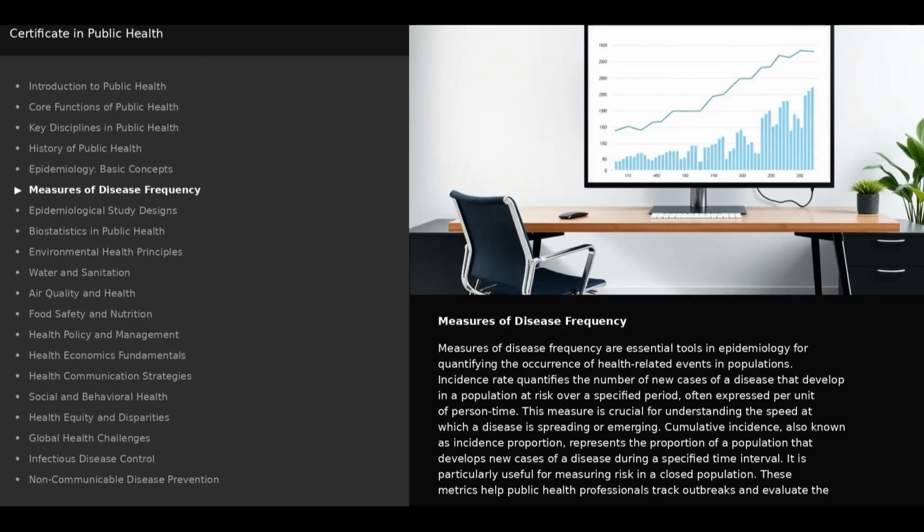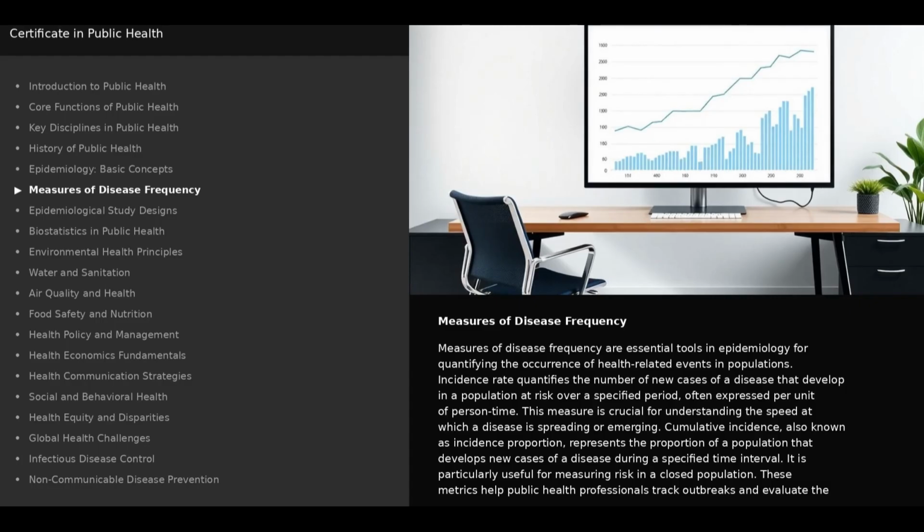Measures of disease frequency. Measures of disease frequency are essential tools in epidemiology for quantifying the occurrence of health-related events in populations. Incidence rate quantifies the number of new cases of a disease that develop in a population at risk over a specified period, often expressed per unit of person time. This measure is crucial for understanding the speed at which a disease is spreading or emerging.